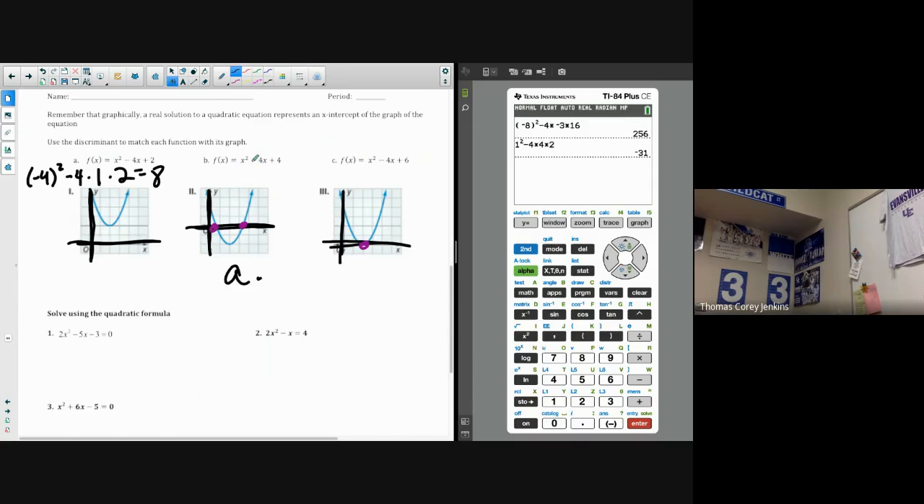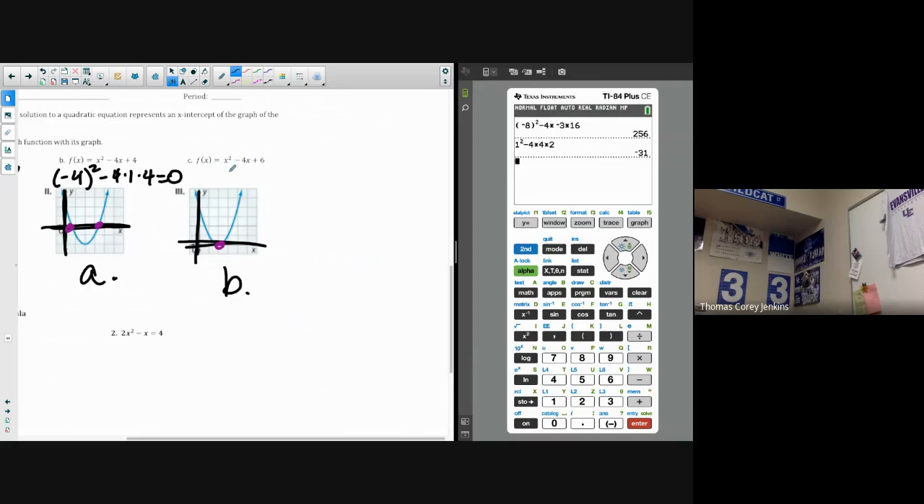Next one, b squared is negative 4 squared minus 4 times A, which is 1, times C, which is 4. This is 16 minus 16, right? So that'd be 0. That's our one solution. So B would go here. And we know that must mean C goes here, but let's go ahead and see why.